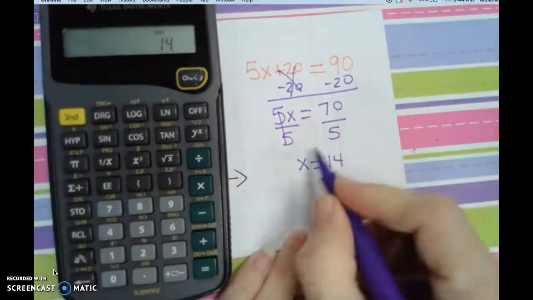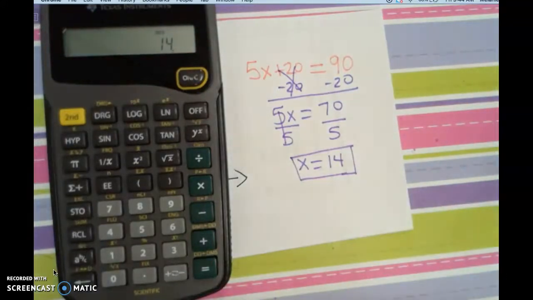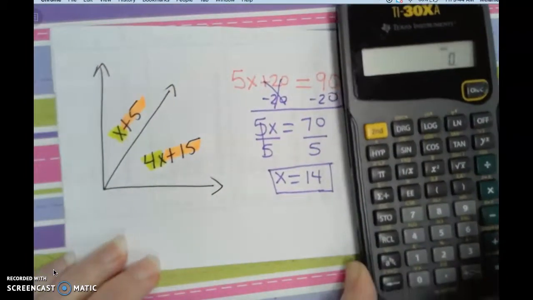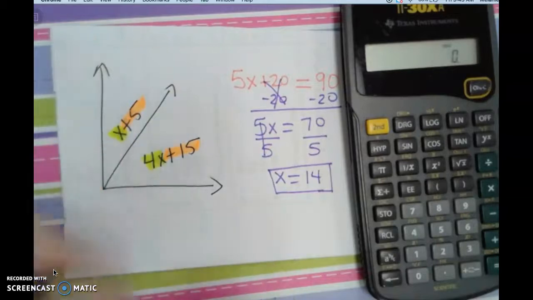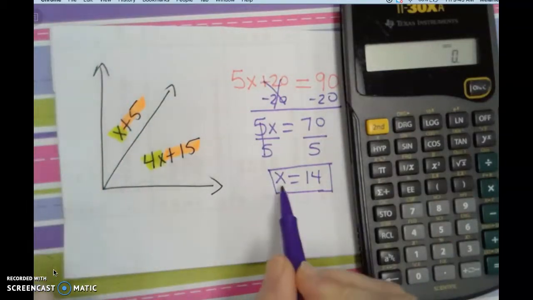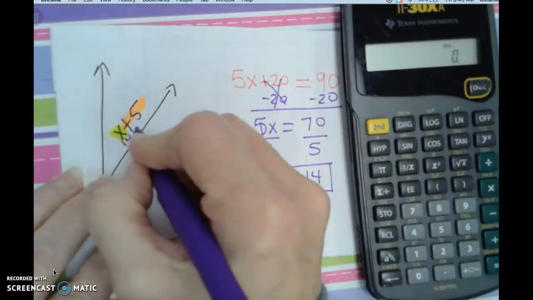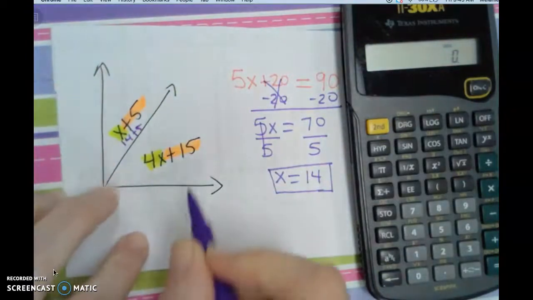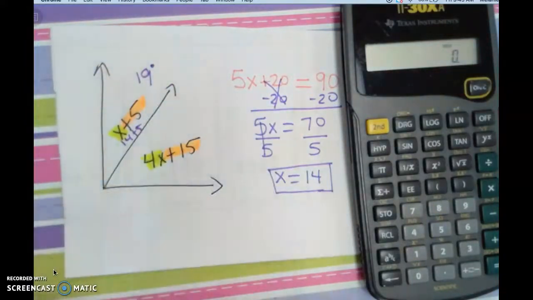Okay, so now what I know is x is 14. Now I've got to use that x is 14. This tells me x plus 5. So I know that means if x is 14, that means 14 plus 5, and 14 plus 5 is 19. So that means that angle measure is 19 degrees. And again, I should have told you before we started that this is not drawn to scale.